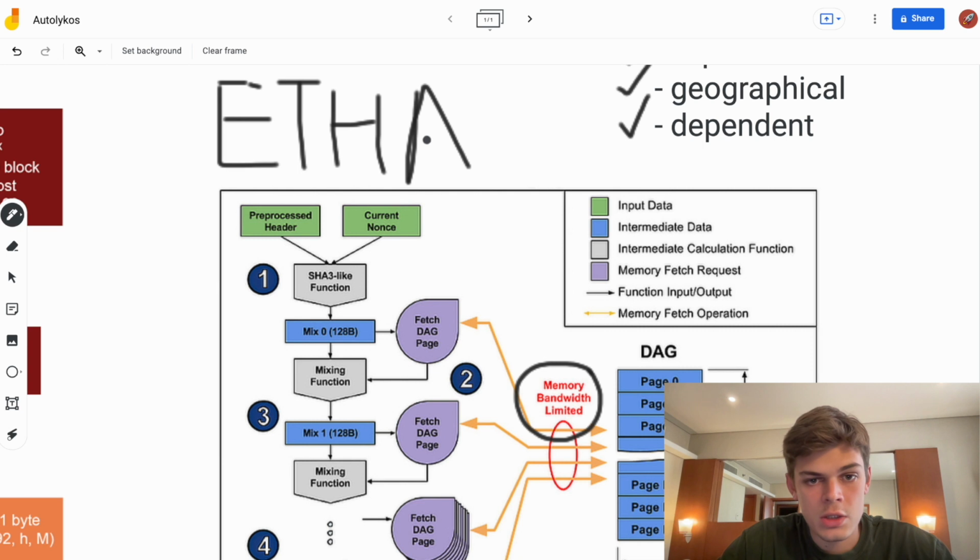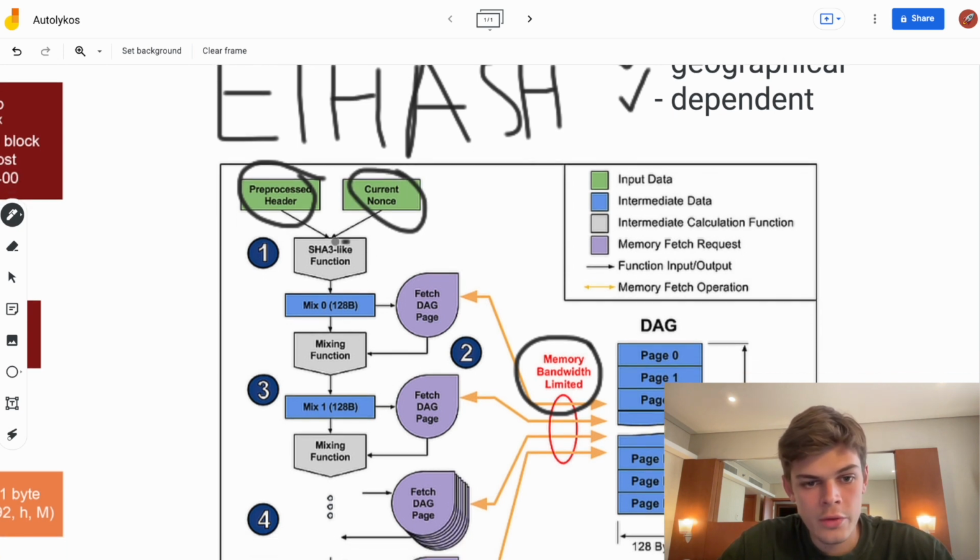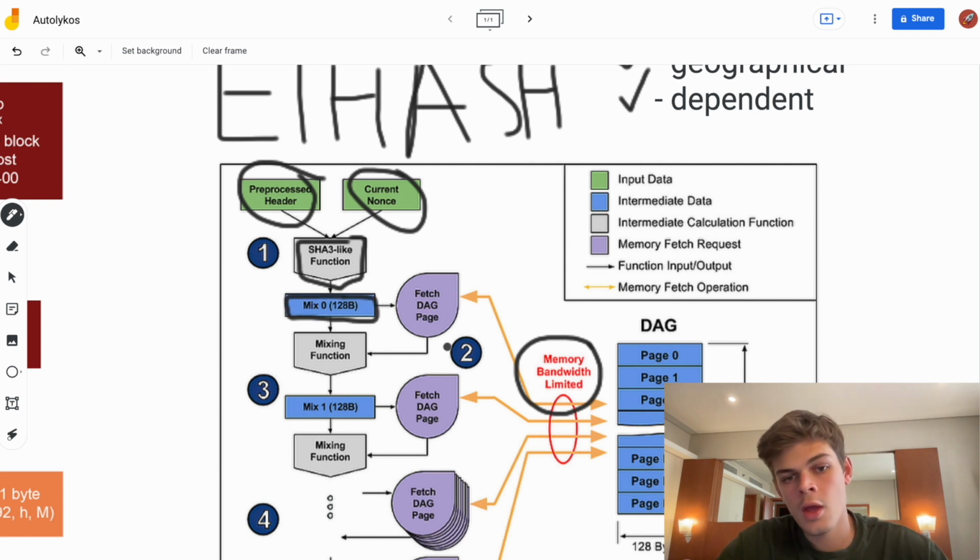So now I have Ethash. Let's quickly go through how Ethash works. You have a similar start to Bitcoin with a block header, a nonce, and then you enter a function, which is a hash function. So the output is a hash, and in this case the hash is mix 0. Then what happens? This is where it gets interesting. Based on the value of the hash mix 0, a DAG will be involved.